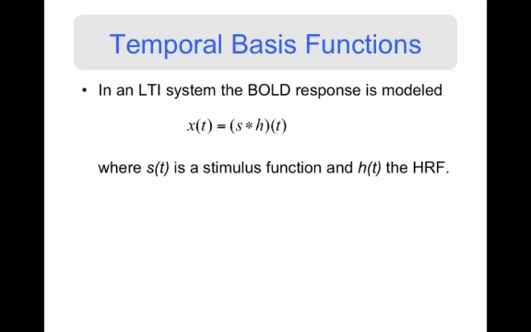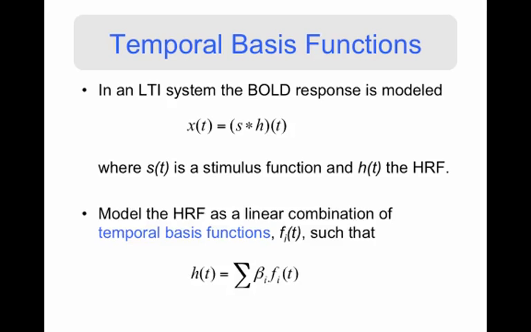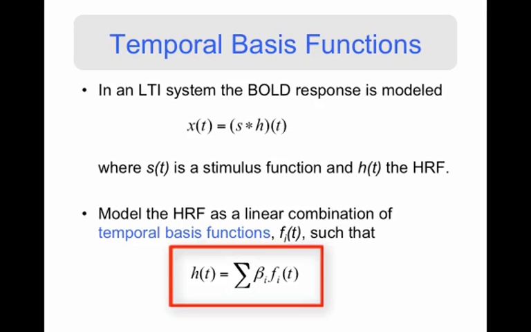Now let's illustrate this. In the context of the LTI system, the BOLD response is modeled as x(t) equal to s, which is the stimulus function, convolved with h, which is the HRF. So in that case, we were assuming that we had a fixed HRF, maybe the double gamma one that we previously talked about. Now when we use temporal basis functions, we instead consider modeling the HRF as a linear combination of several temporal basis functions, which we're going to call F_i of t. And we're going to model it in such a way that h of t is now a sum of these different basis functions that are weighted by different beta coefficients.